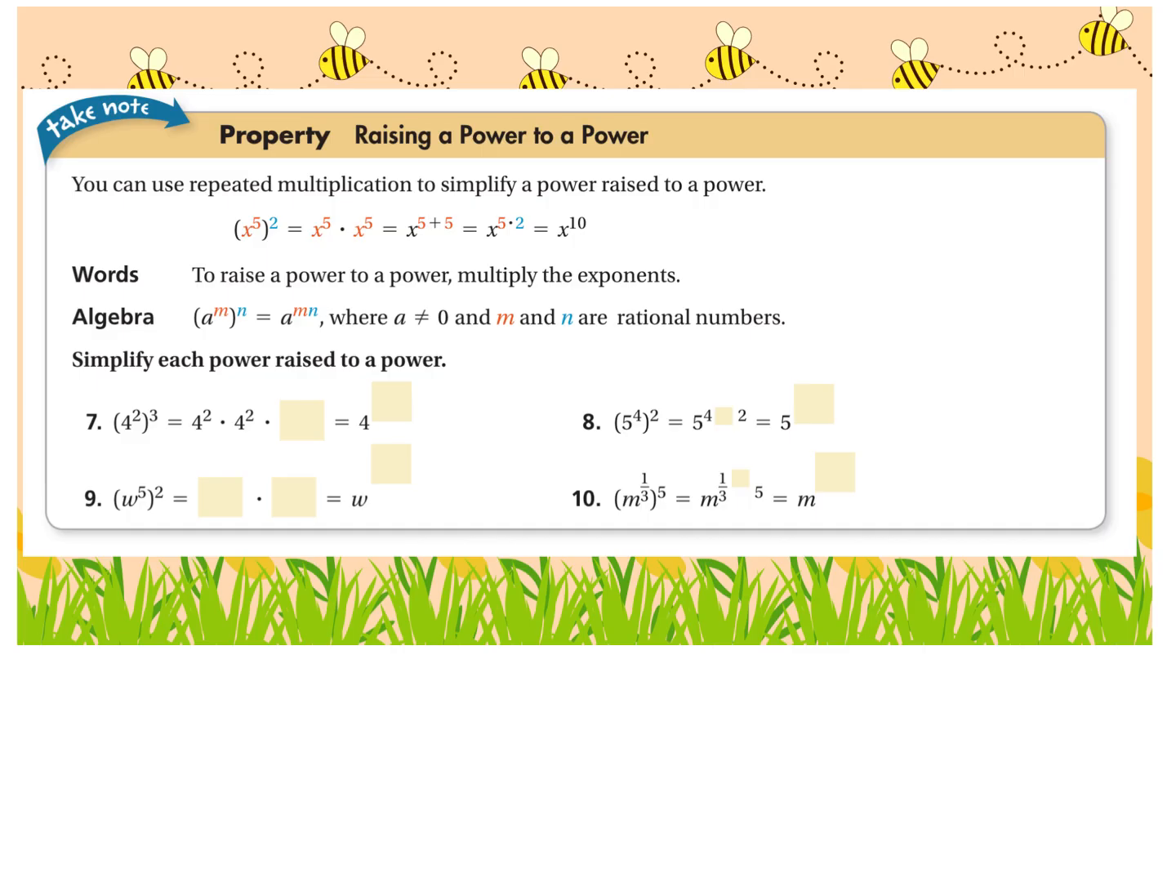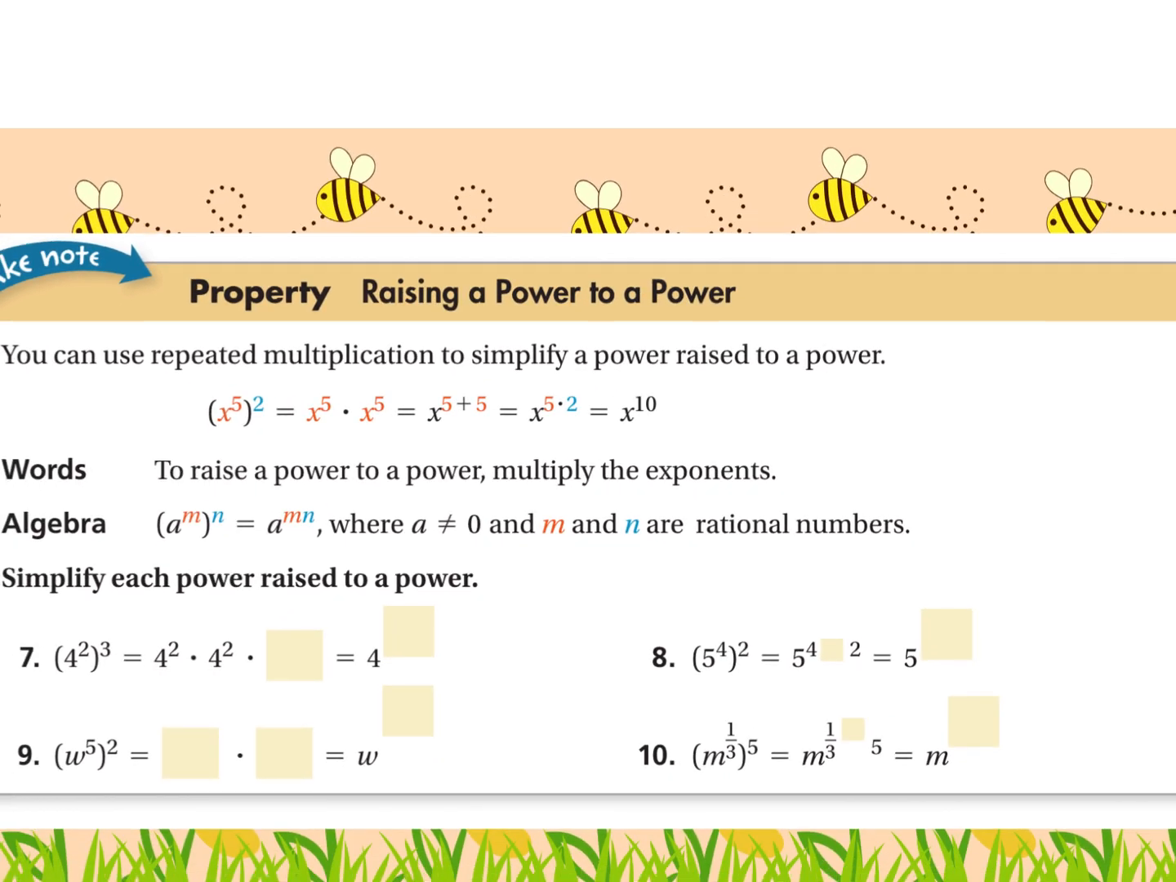All right, so our example here is telling us that we're just using what it means to square something to evaluate something like x to the fifth to the second power. If you square something, that just means to multiply it by itself twice. So x to the fifth to the second power is going to be x to the fifth times x to the fifth. To raise something to a power is to multiply it by itself. And then because we're multiplying with the same base, we can add our exponents, and that gets us x to the 5 plus 5, which is x to the 5 times 2, which is x to the 10th.